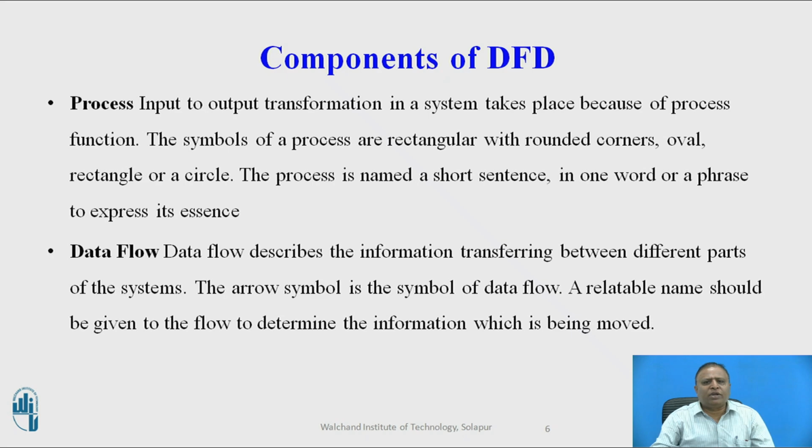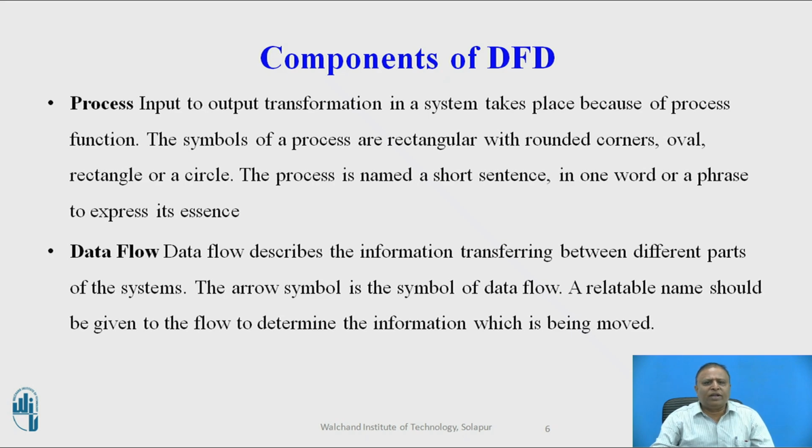Components of DFD. Process: input to output transformation in a system takes place because of the process function. The symbols of a process are a rectangle with rounded corners, oval, rectangle, or circle. The process is named with a short sentence, in one word or phrase, to express its essence.